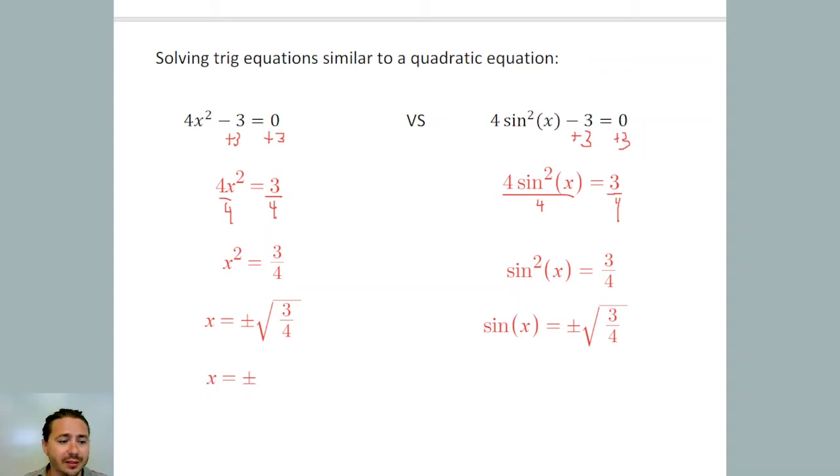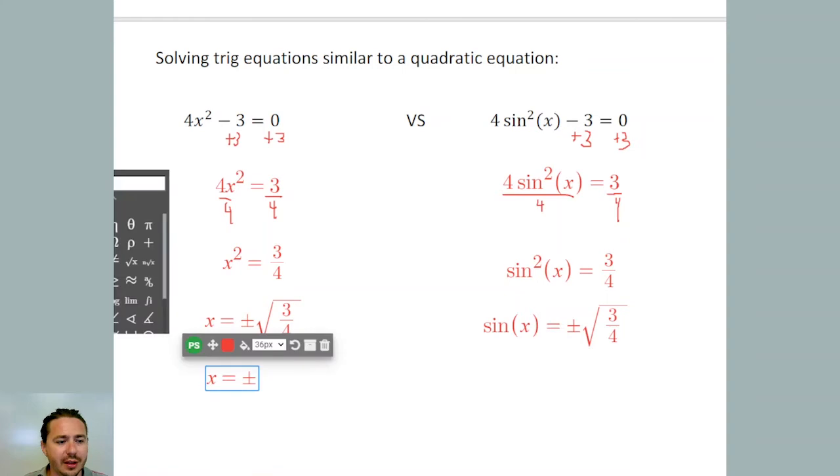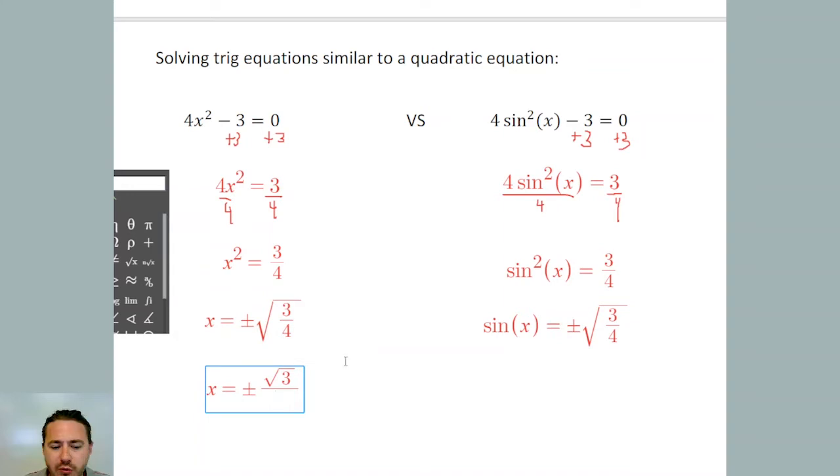Can't simplify that, it's irrational. So we're just going to leave the square root of 3. But the square root of 4 we can do. Okay, think about what the square root of 4 is. What number times itself equals 4, and that is 2. So notice we got plus or minus root 3/2.